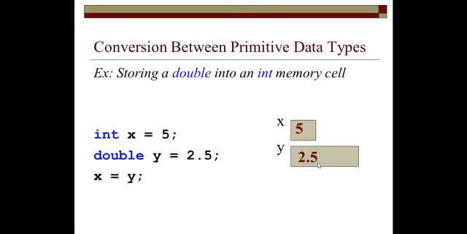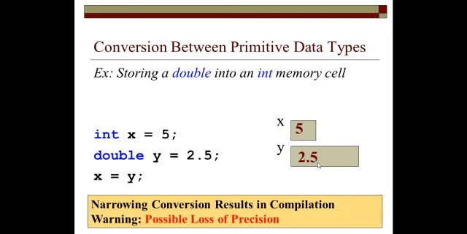So a memory cell large enough to hold an integer has been created, and I'm assigning the value 5 to x. Then y is a double, and a memory cell large enough to hold a double is allocated, and I'm storing 2.5 there. I get an error if I say x equals y. I'm trying to put 2.5 into an integer memory cell. I get an error when I compile. The conversion results in a compilation error: possible loss of precision. So I'm not able to do that.